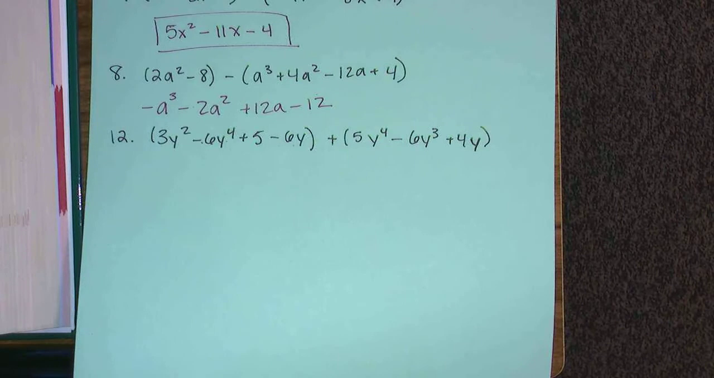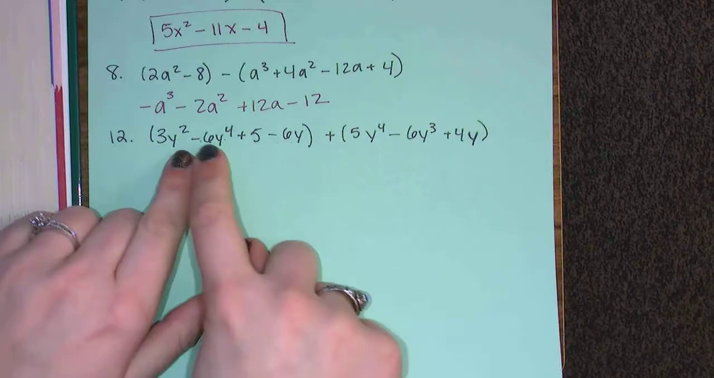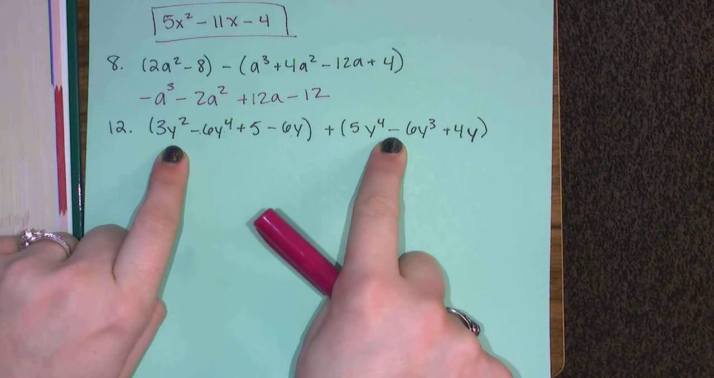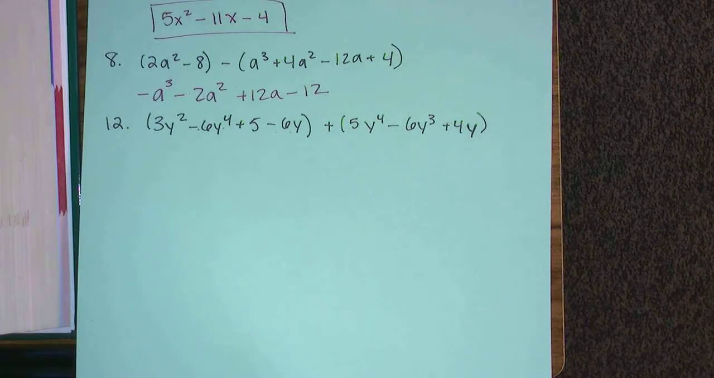Alright, so this one we are adding, but we still have to pay attention, obviously, to the signs that are on each individual piece. But we're adding, so this one is probably a little easier. So, yes, your answer needs to have them in order, but you don't need to reorder these to do that. So we always want our terms in descending order, so we always want the biggest term first, smallest term last.